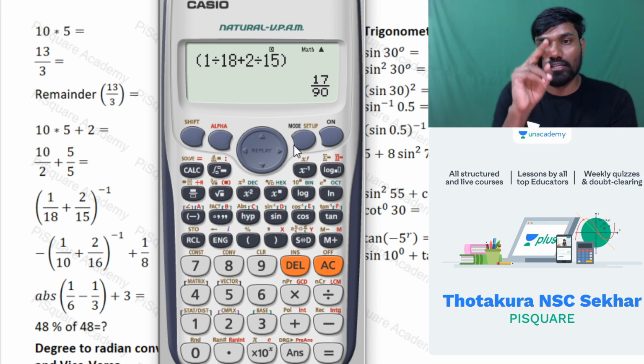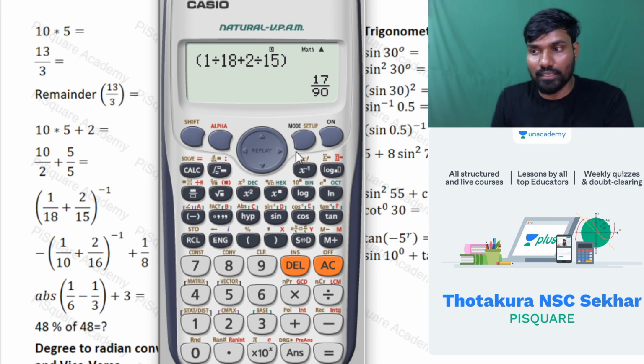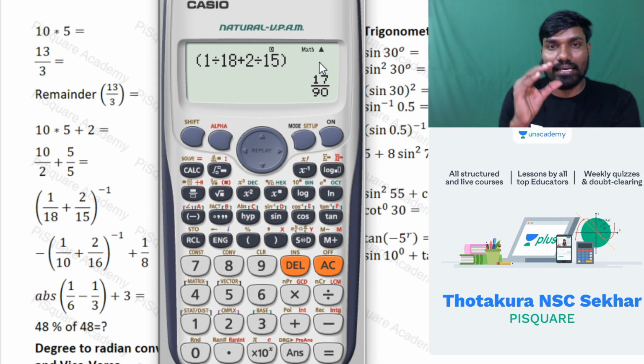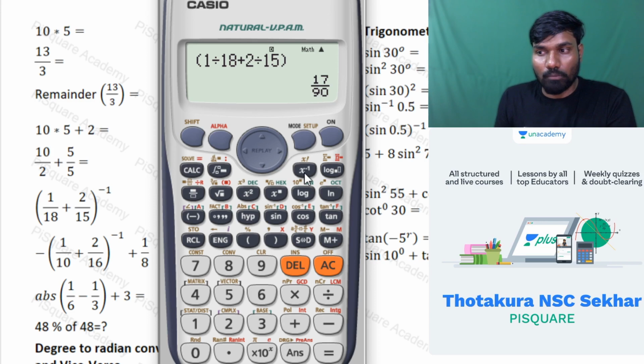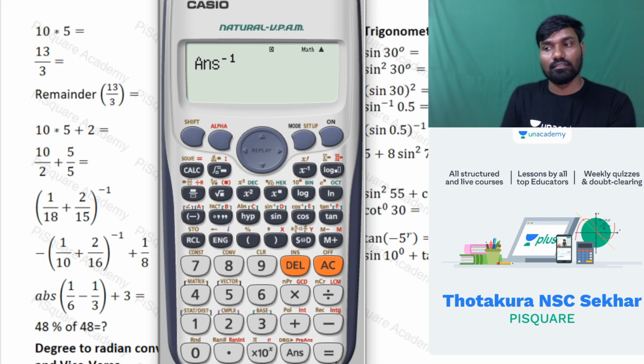X power minus 1. X power minus 1 means this button, when I press it, the value whatever is here will be taken as X. It will perform inverse to that. So the moment I press it, what is the value of x? This is very crucial, guys. This x value is whatever is there in this display, it will take it as x. This is the answer, 90 by 17, sorry, 5 point something.